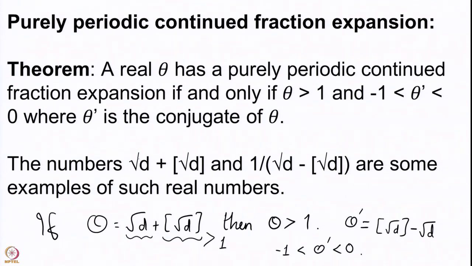So, the number theta equal to root d plus integral part of root d satisfies both these definitions. So, it has to be a purely periodic continued fraction expansion. We will remember this and we are going to use this, that root d plus integral part of root d is always a purely periodic continued fraction expansion. All right. So, we are done with these quadratic irrationals and expressing them as continued fractions for the time being.